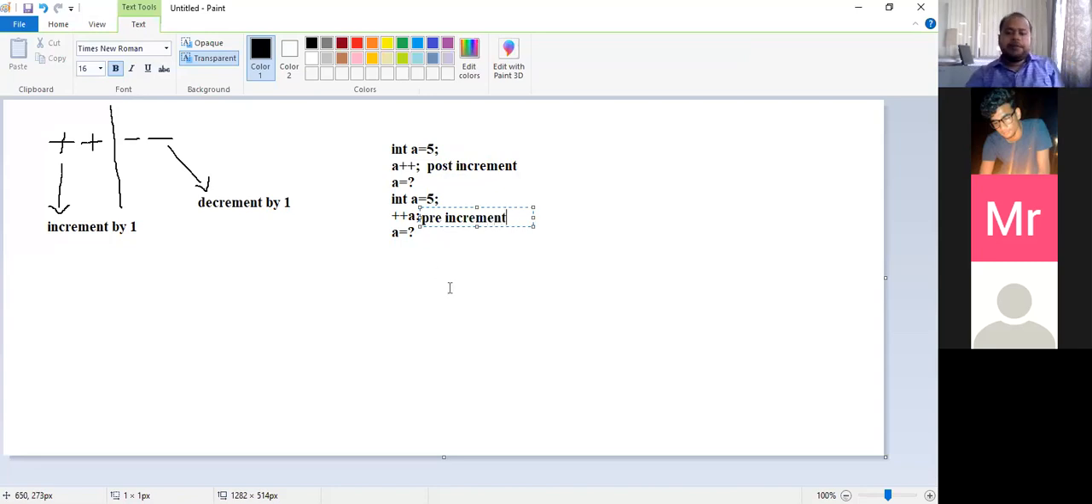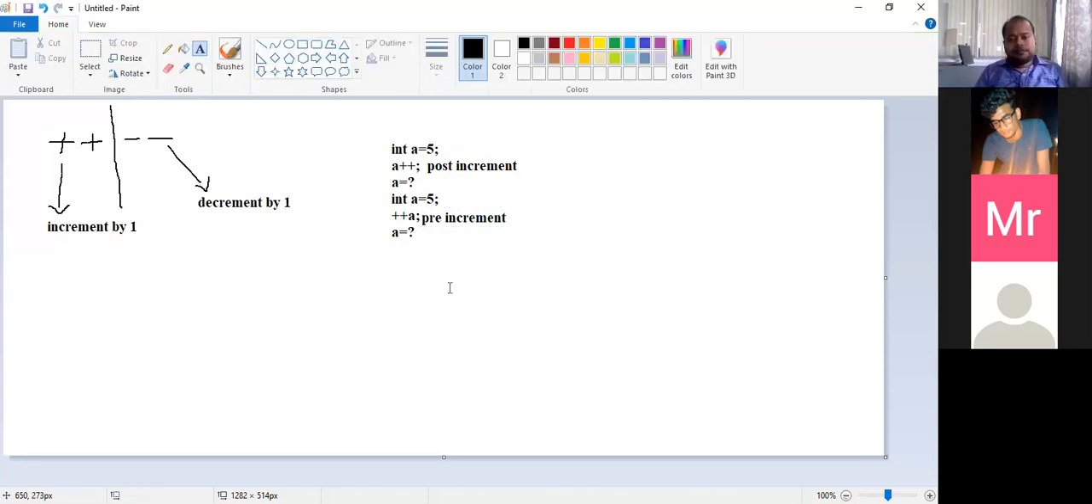This is called pre-increment. Okay, now whenever we are using that particular variable as a standalone, then there is no problem. Post-increment and pre-increment, both are the same. Okay, now suppose we are using it with a different variable. Now I am giving you another scenario.